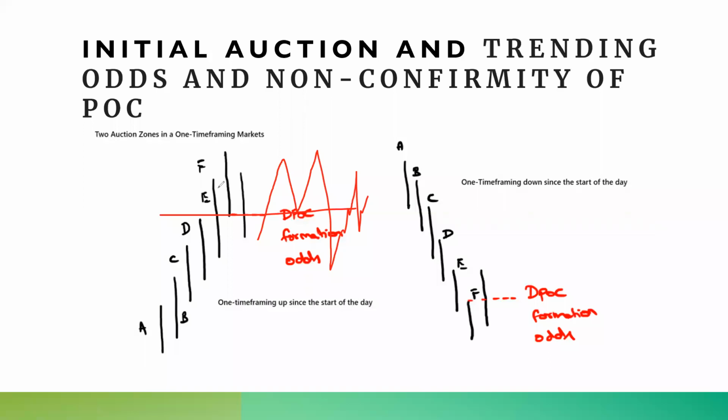One of the rules that I do follow most of the time is trying not to fight against one time framing when the one time framing is itself evident and the market is going super strong. Unless I'm seeing some exhaustion in order flow or something like that, I don't blindly fight the one time framing.